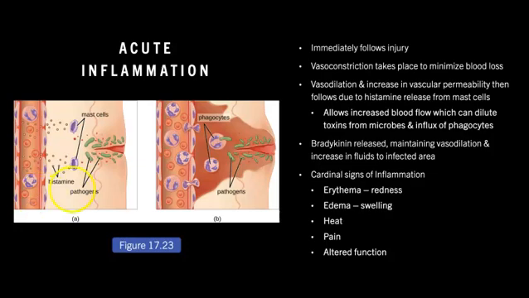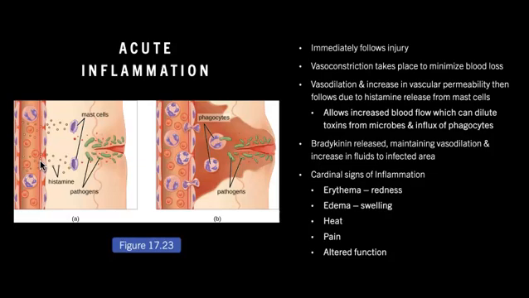And that is going to take place because the cells here are going to release histamine. And we've talked about how histamine is going to allow for an increase in blood flow, and it can also dilute toxins from the microbes. And we now are able to move these white blood cells in so that we can get an influx of phagocytes, namely the neutrophils that are going to come to our defense first. We also have bradykinins released, and that maintains the vasodilation of our blood vessel here and increases fluids to the affected area. Now, all of these things are going to trigger our 5 cardinal signs of inflammation.